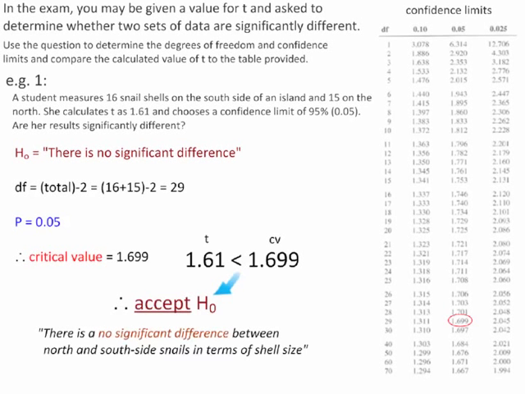Okay, so in this case, the critical value is 1.699. I know it's hard to see, but that's the critical value. Therefore, you can see in the question, the value for t is 1.61 and the critical value is 1.69. Therefore, t is smaller than the critical value, and that means that you have to accept the null hypothesis. Therefore, your answer should be there is no significant difference between north and south side snails in terms of shell size. Okay?